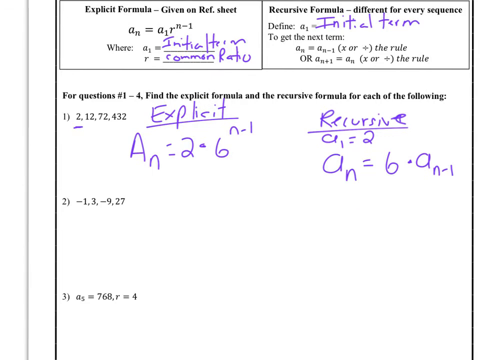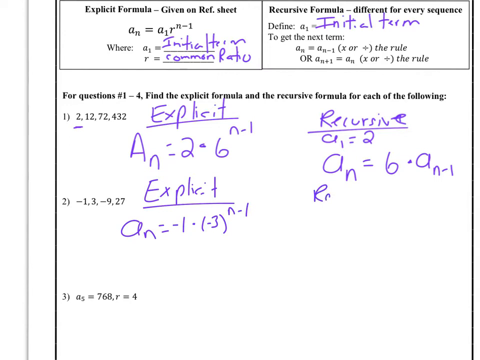So, next problem, the explicit formula is going to be a sub n equals the first term, a sub 1, which is negative 1, times r, which is the multiplying number, raised to the n minus 1. So what is the multiplying number? Well, we start off with negative 1, it becomes 3, it becomes negative 9, it becomes 27. So it's definitely multiplying by 3, but it's switching signs every time, so it's going to be a negative 3. And there you have it.